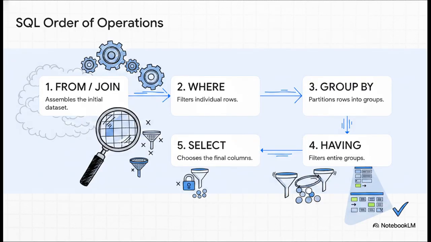Before we wrap up, I really want you to commit this slide to memory. This is the logical order of operations in a query, and it's different from the order you actually write it in. So even though SELECT comes first in your code, the database actually starts with FROM and JOIN to build its initial data set. Then it filters rows with WHERE, partitions them with GROUP BY, filters those groups with HAVING, and only at the very, very end does it execute the SELECT to pick the columns for the final output. Understanding this execution order makes everything else, especially the difference between WHERE and HAVING, just click into place.